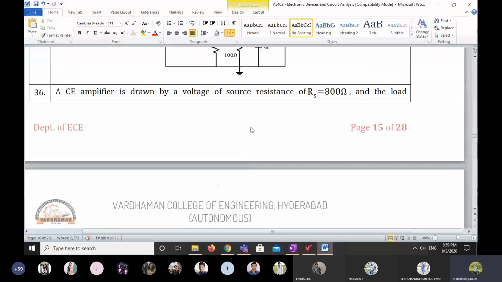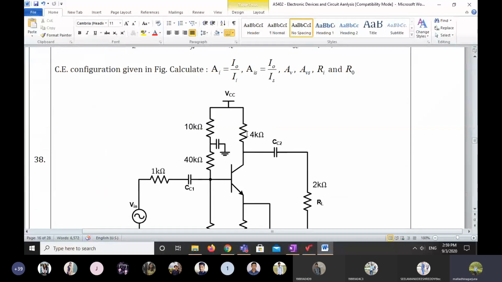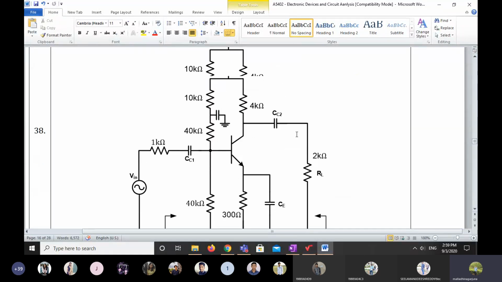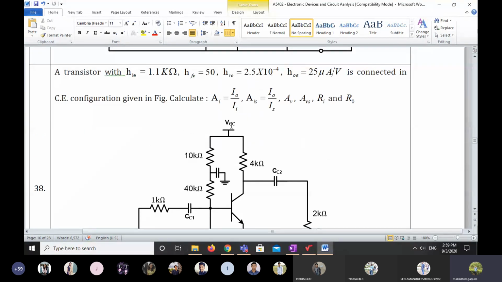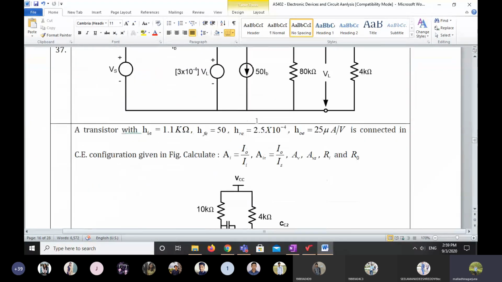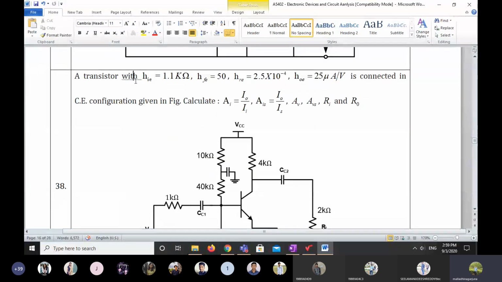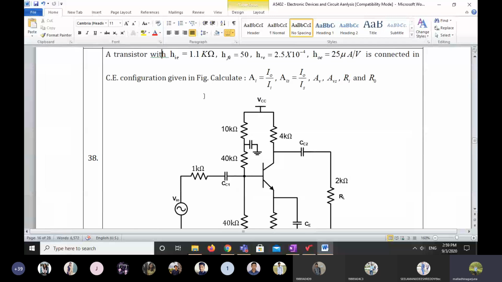Okay, so these problems are there in your course pack, take it and solve it. See in this question 38, we know that all the capacitors are replaced by short circuit, right? So this is a very interesting problem here. See this question, so the h-parameters hie, hfe, hre, hoe are all given. So we have to calculate these parameters.